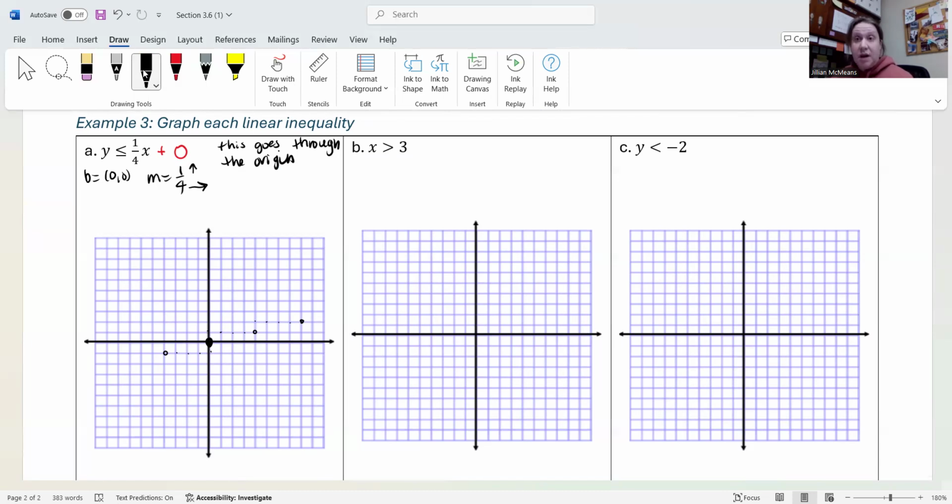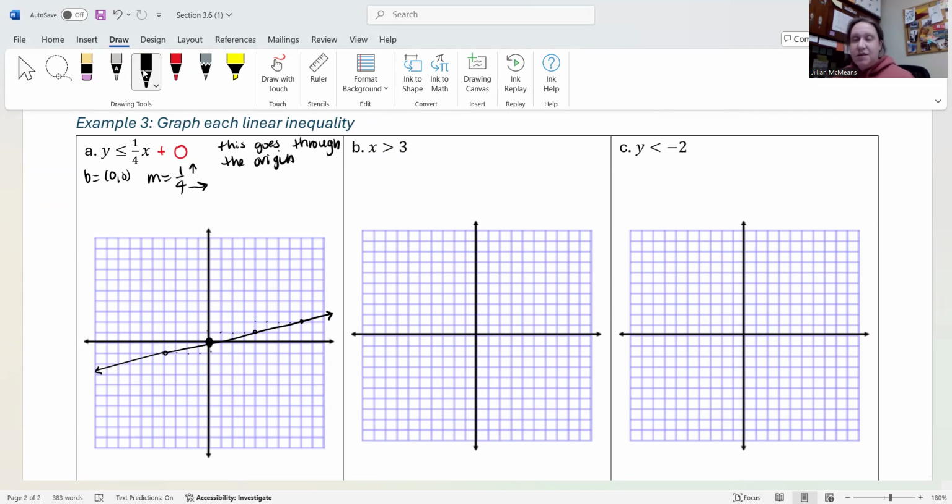In this case, we want a solid line. We have y is less than or equal to 1/4 x. So we do want to connect these with a solid line that tells the reader to include the points on the physical line. And then we need to test a point. The issue here is we go through the origin. And since we're going through the origin, we can't test that point. Okay, we have to test some other point.